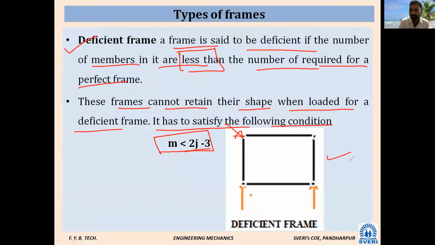This figure I have shown. M is equal to 4, and 2J minus 3 is equal to 5. So M is less. This is deficient.